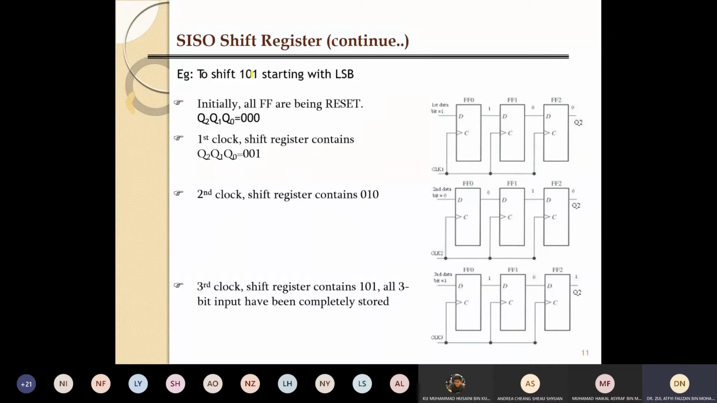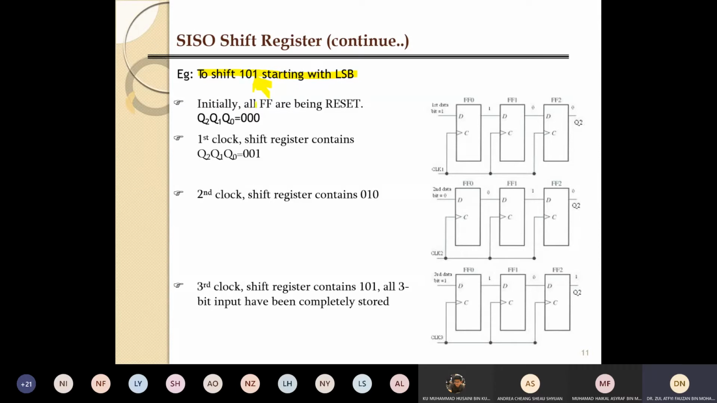Okay, to shift 101 starting with LSB. So this is a 3-bit SISO shift register. The data that we have to analyze and move is 101. So to shift this 101, we start with LSB. So which one is the LSB? This one is the LSB.